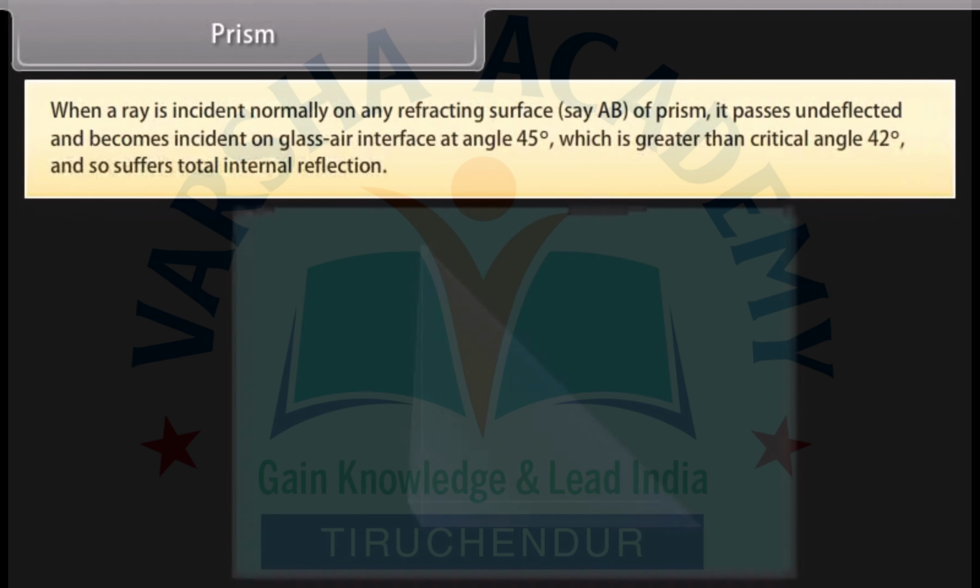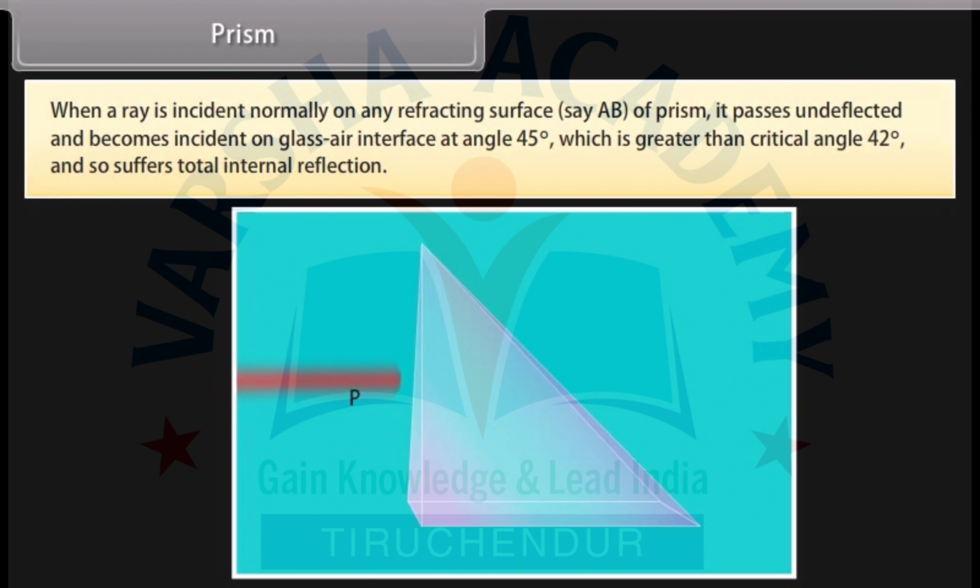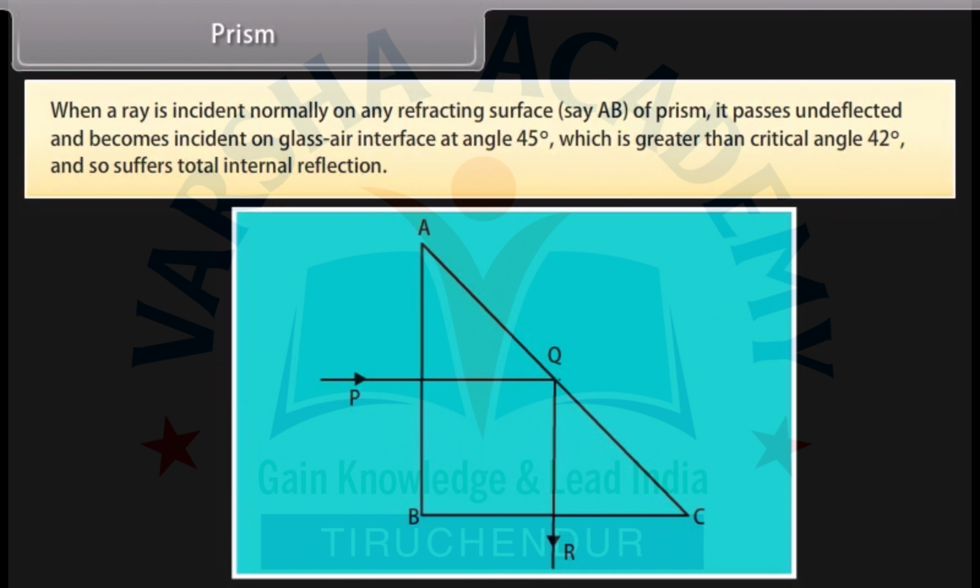Prism. When a ray is incident normally on any refracting surface of a prism, it passes undeflected and becomes incident on the glass-air interface at an angle of 45 degrees, which is greater than the critical angle 42 degrees, and so suffers total internal reflection. A total reflecting prism may be used to deviate the rays through 90 degrees, to deviate the rays through 180 degrees, and to erect the inverted image without any deviation.